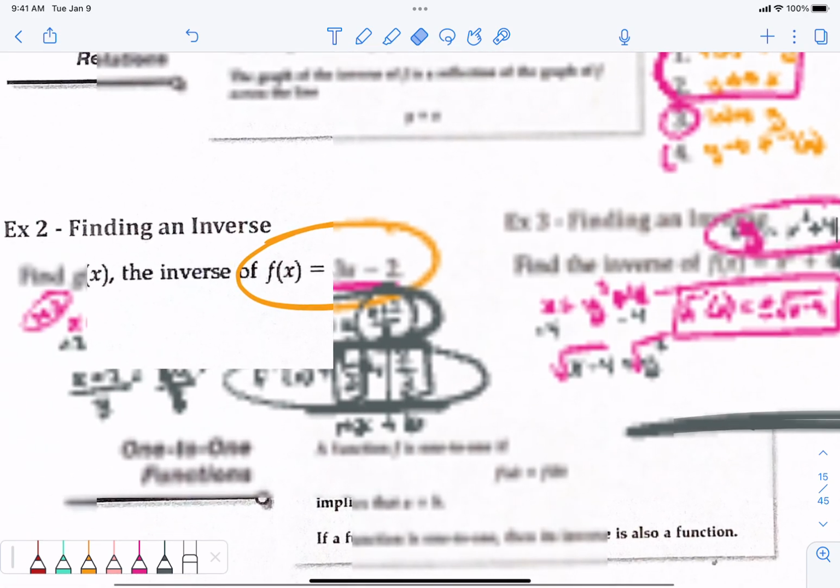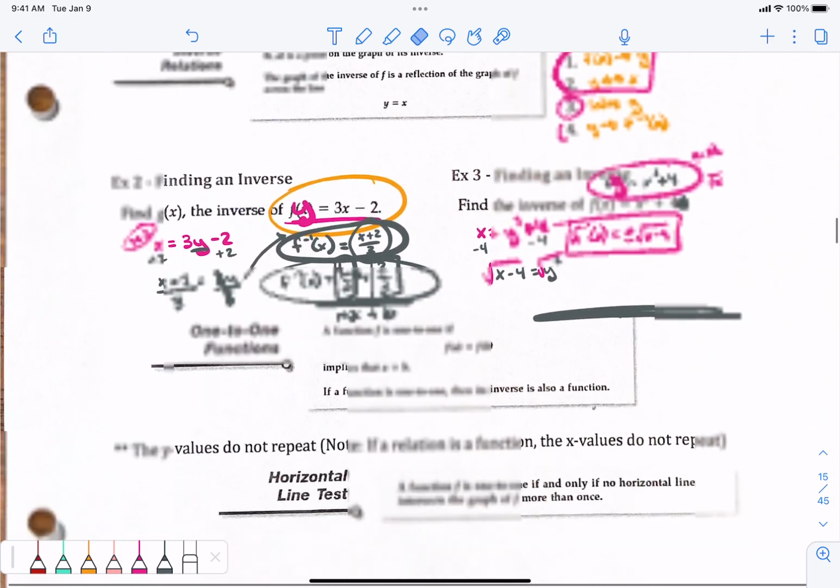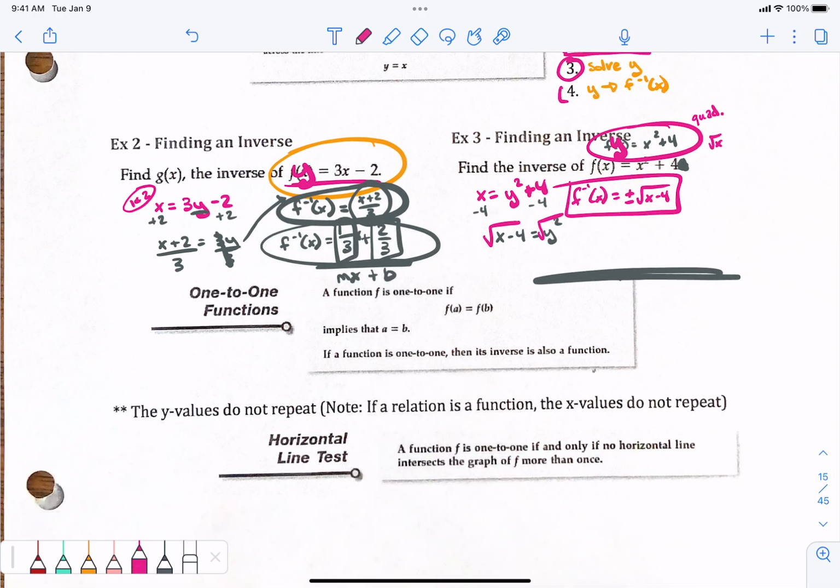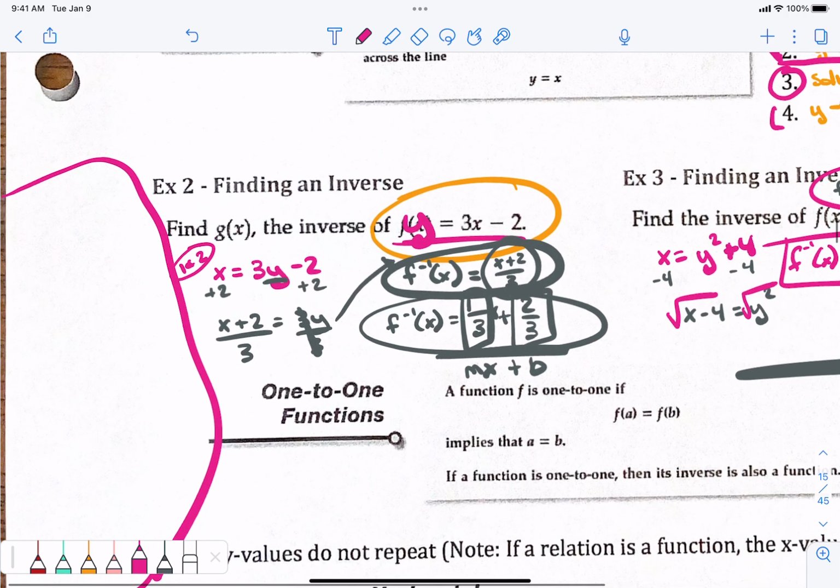We done? Can I do one more thing real quick? Off to the side over here, because it has to do with example 2. I want to do it because we just got done talking about this, okay? All right, here's the deal.